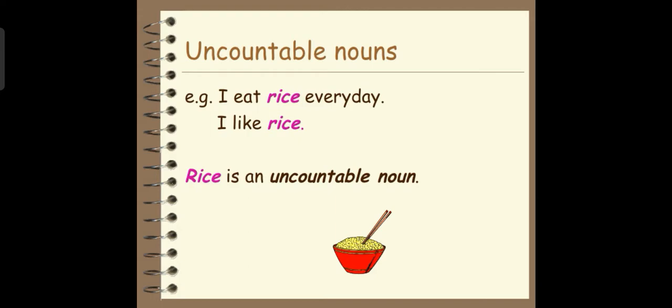Uncountable nouns. Let's have an example. I eat rice every day. I like rice. We can't count rice. It's not like 1 rice, 2 rice, 3 rice. It's just rice. So rice is an uncountable noun. हम राइस को गिन नहीं सकते. एक राइस, 2 राइस. No, it's not like that. It's rice. So it is uncountable.